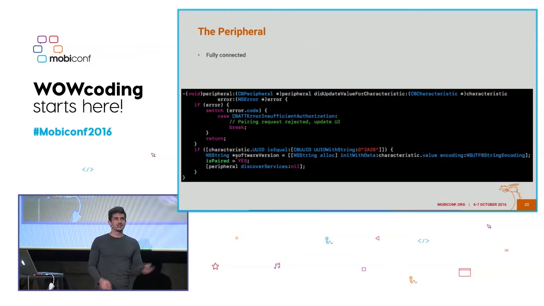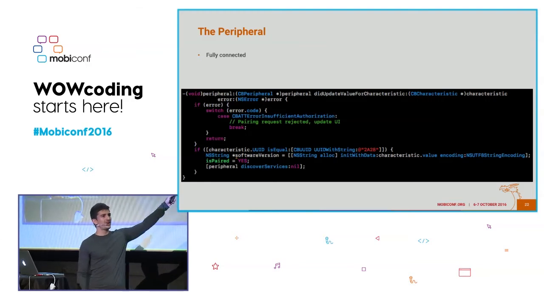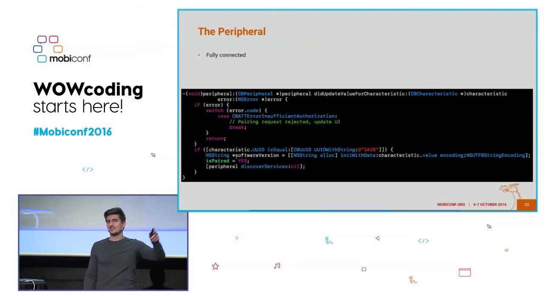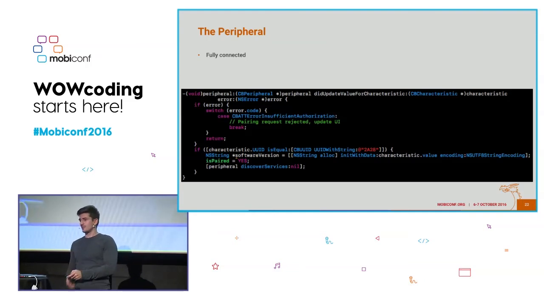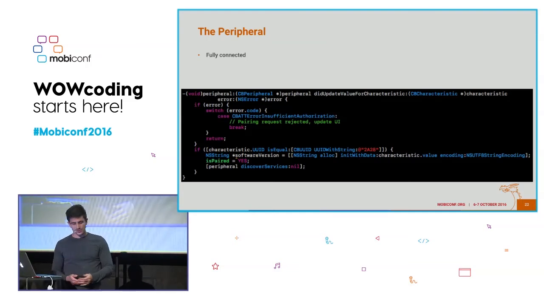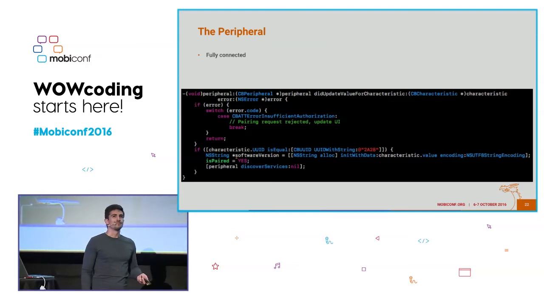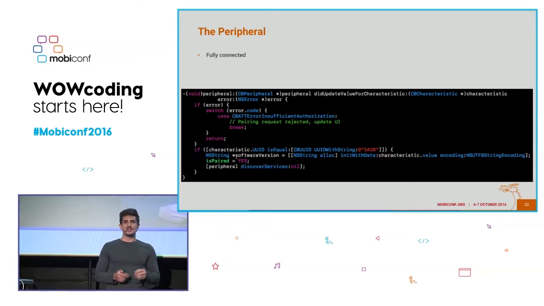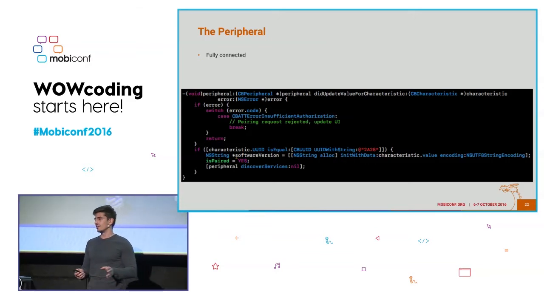Why? Because if you get an error on this callback, this is what I was mentioning. If you get an error on this callback, it means that you don't have enough authorization. I already wrote it here, pairing request rejected, update the UI, right? If you don't, that means you actually got the keys. This is important.